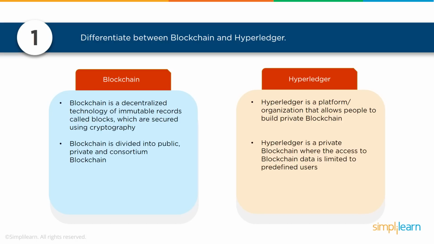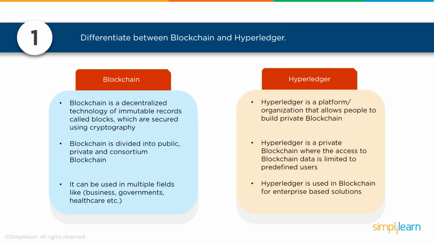only private blockchains. Blockchain is divided into public, private, and consortium blockchains. Hyperledger is specifically a private blockchain technology where access to blockchain data is limited to predefined users, and it is defined using certain configurations and programming. Blockchain can be used in multiple fields like business, governments, healthcare, and other domains. Hyperledger is primarily used for enterprise-based solutions. Public blockchain is like usage of blockchain on the internet, and Hyperledger-based solutions are meant for the intranet within an organization, within a corporation.